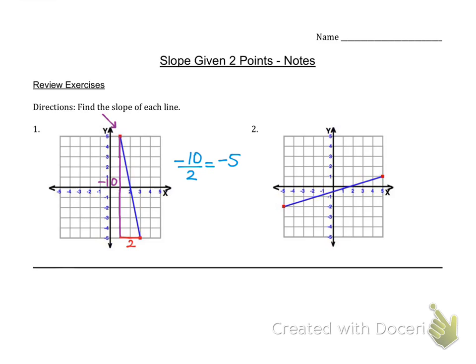Number 2, again, I'm going to start with a point all the way to the left. And first I'm going to find my vertical distance by going up 1, 2, 3. So I went up a positive 3. And now I'm going to go to the right to find my horizontal distance. 1, 2, 3, 4, 5, 6, 7, 8, 9, 10. So my slope here is going to be 3 over 10.